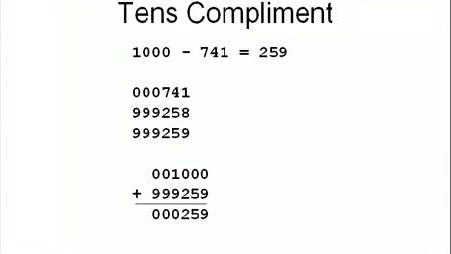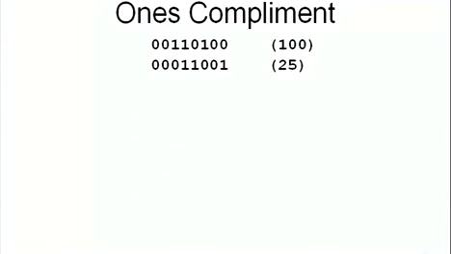Now let's do the same thing with a couple of base 2 numbers. This example will subtract 25 from 100. The first step is to get the ones complement of 25 by changing all the ones to 0 and all the zeros to 1. Then get the twos complement by adding 1.